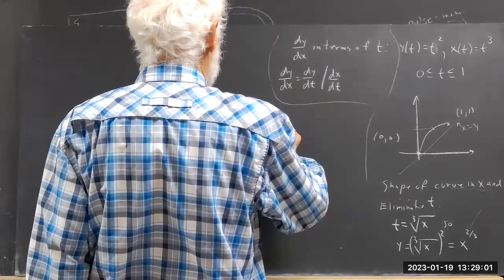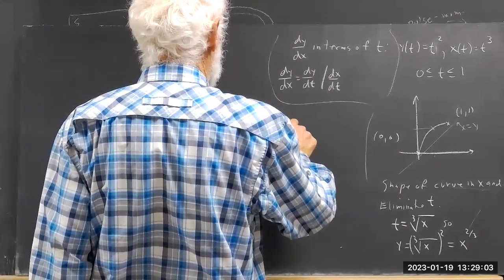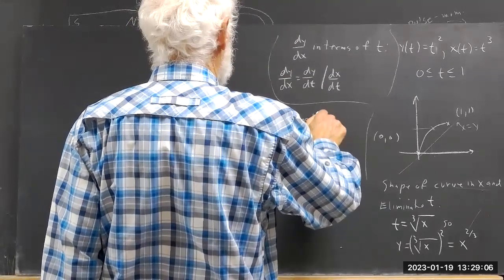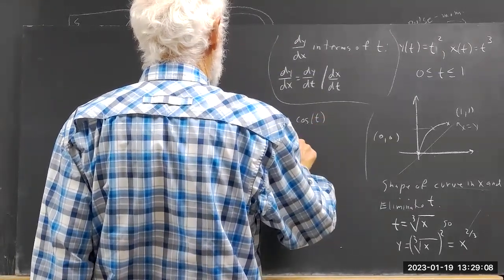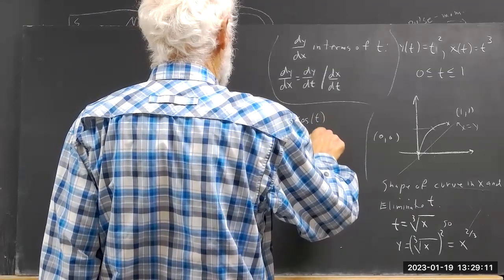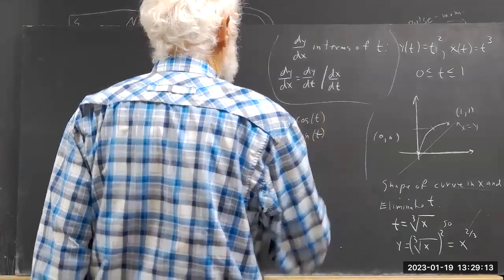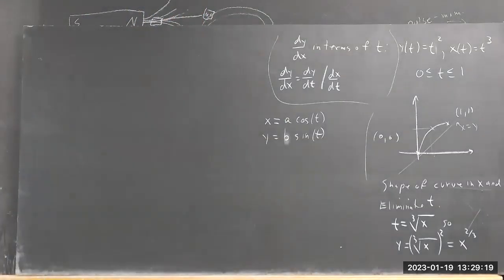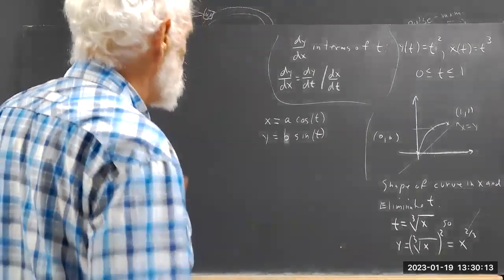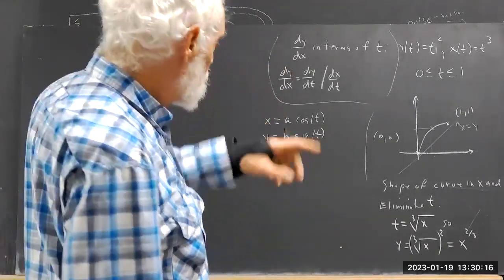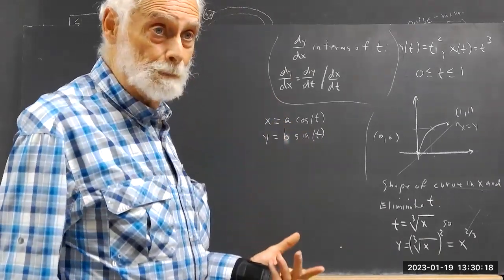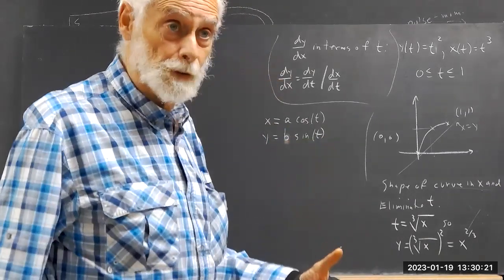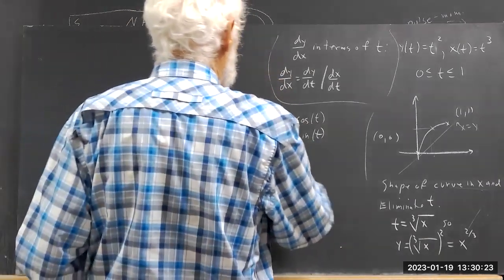Let's think about that one for a minute. Talk about it a little bit. Okay, just reminding you of something we did last time. This is a parameterization of the unit circle. Well, no, it's similar to the parameterization of the unit circle.